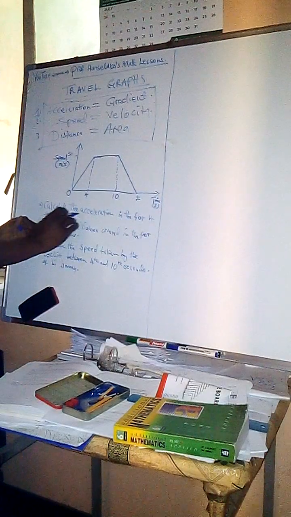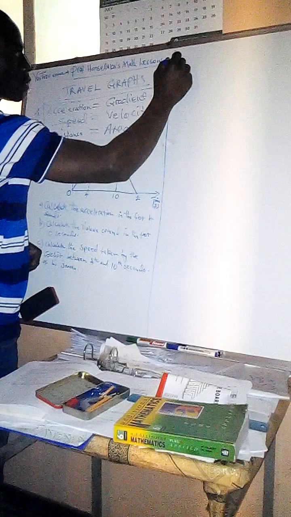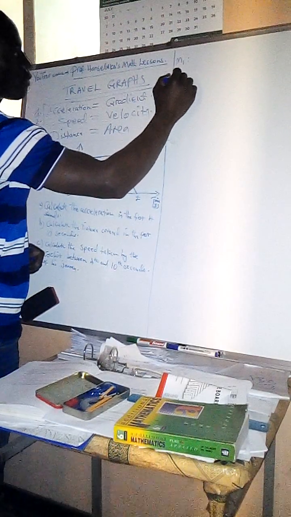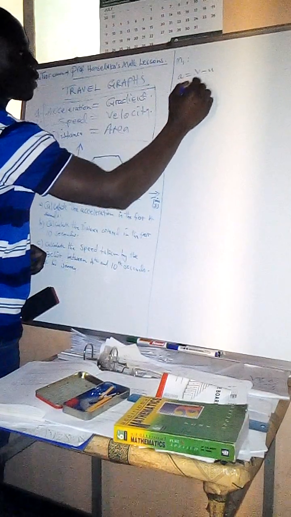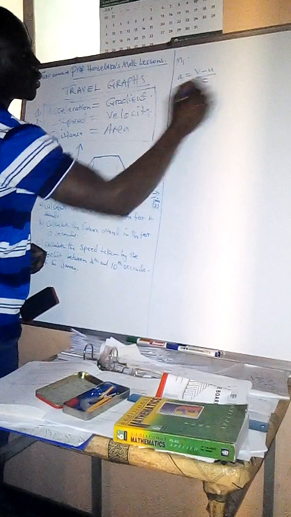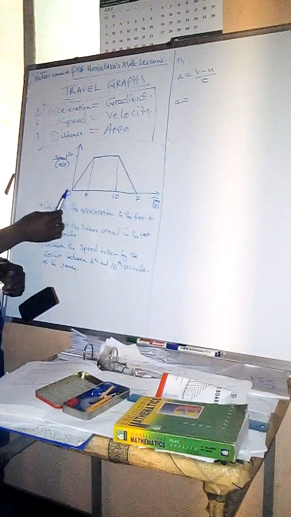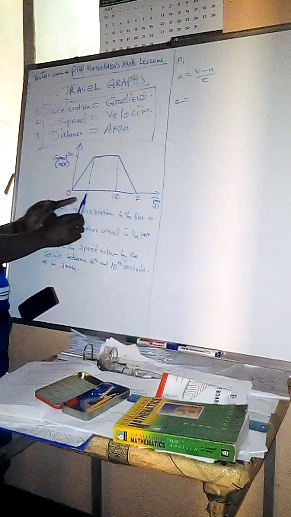So here, let's talk about acceleration. Acceleration, I'll say method number one. Let's look at acceleration itself. Acceleration is given by final velocity minus initial velocity over time. Acceleration is equal to final velocity, which is 50. Remember, the acceleration in the first 4 seconds.